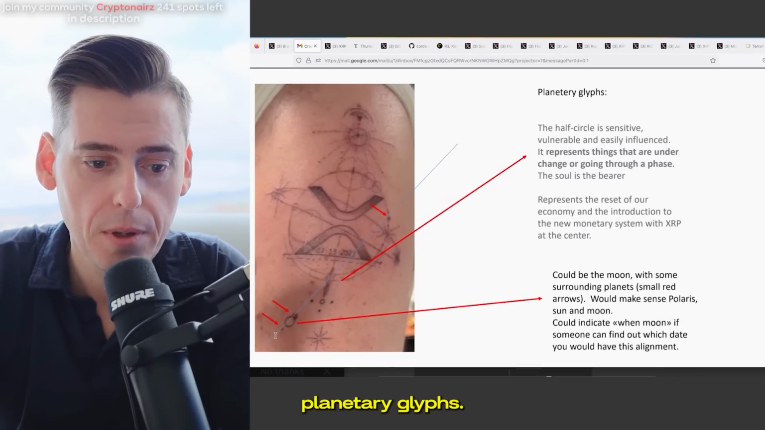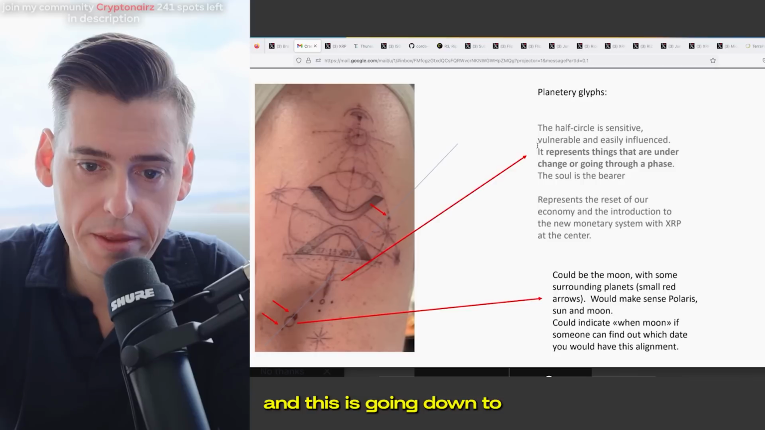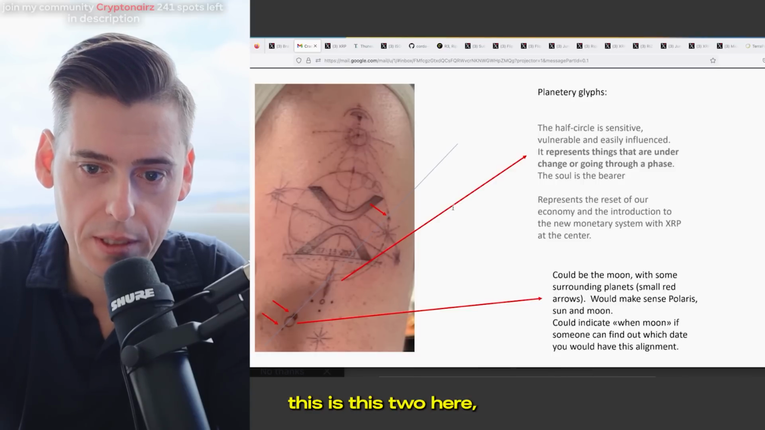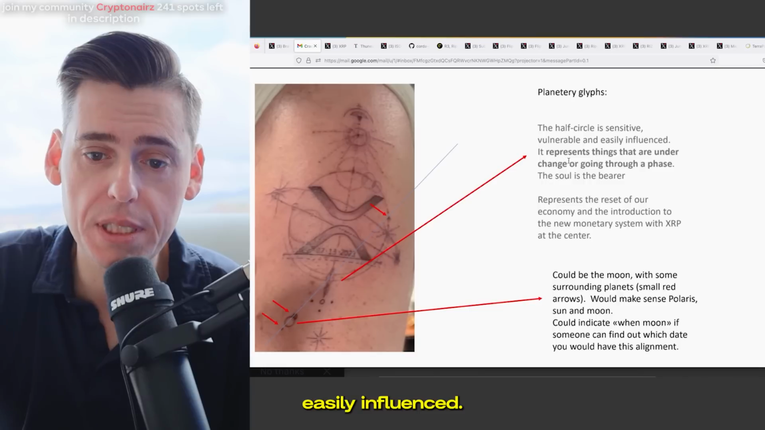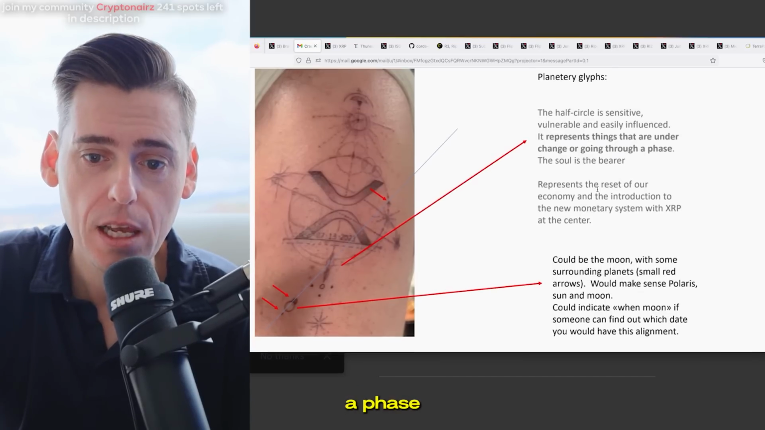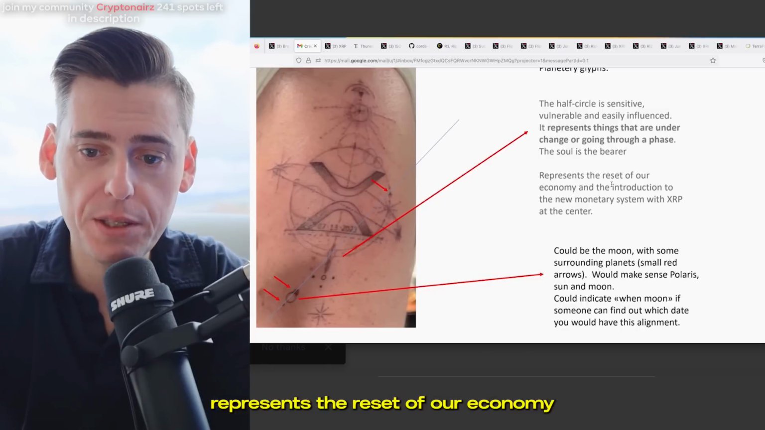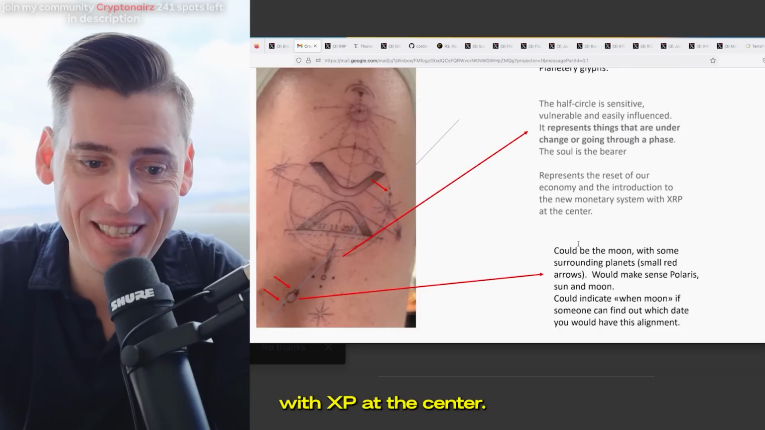Planetary glyphs. So he's pointing, so I think it's pointing to this. And this is going down to this here. The half circle is sensitive, vulnerable, and easily influenced. It represents things that are under change or going through a phase. The soul is the barrier. It represents the reset of our economy and the introduction of the new monetary system with XRP at the center.